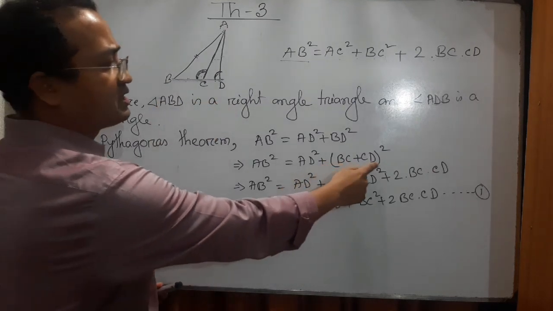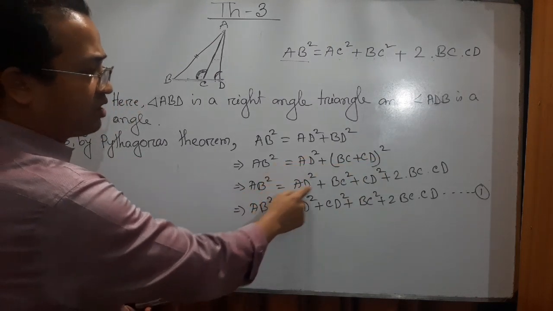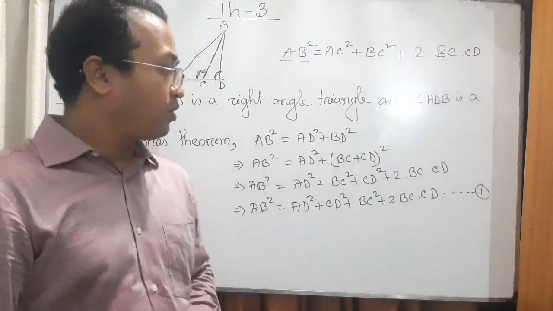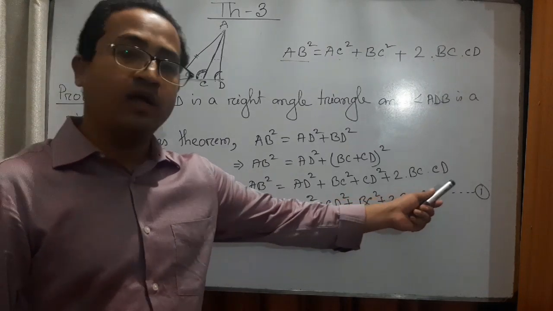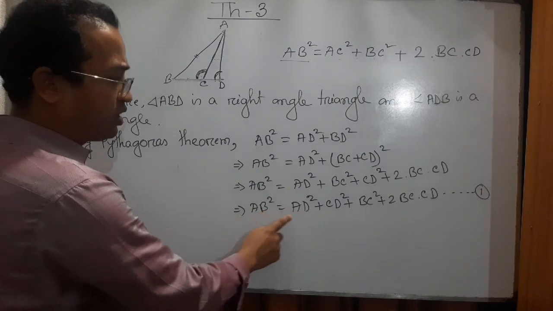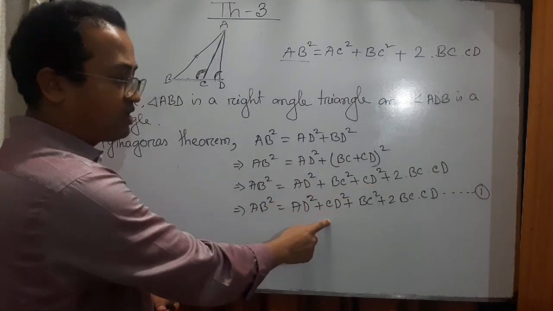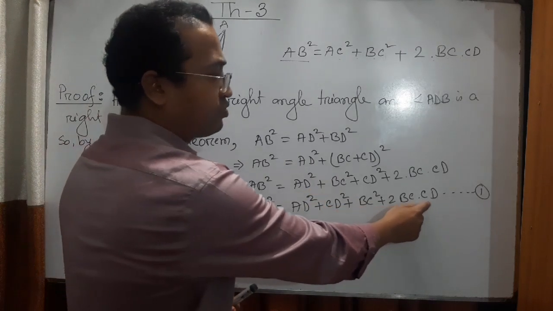So this is (BC + CD) whole squared. Now AB square equals AD square plus (BC + CD) whole squared. Here we apply the formula (a + b) whole squared equals a square plus b square plus 2ab. Now arrange it: AB square equals AD square plus CD square, I have taken CD square first, then BC square next, plus 2BC into CD.